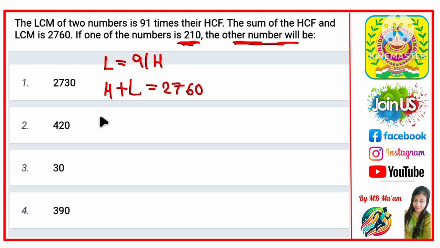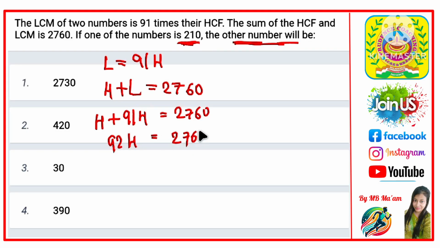So here, instead of this L, if we put 91H, then here we have 2760. So 92H will be equal to 2760. From here you can find out the value of H, that is 2760 divided by 92. 92 into 3 will be 276 and we have a 0, so 30.